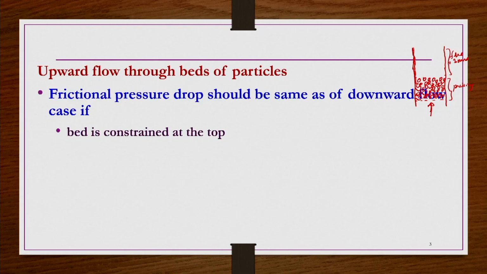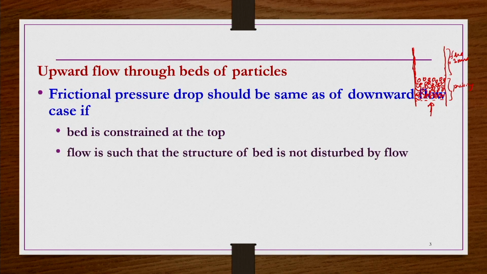So, the pressure drop would be the same as the pressure drop that you get in the case of downward flow through these beds of particles, or the pressure drop should also be the same as in the downward case if the flow is such that the structure of the bed is not disturbed by the flow. If the flow is not so high, or the kinetic energy associated with the flow of the fluid is not so high that it is going to disturb the packing structure, then also the pressure drop in the case of upward flow through beds of particles would be the same as in the case of downward flow. So, under these two conditions it will be the same, whether upward flow or downward flow, the pressure drop would be the same, right.